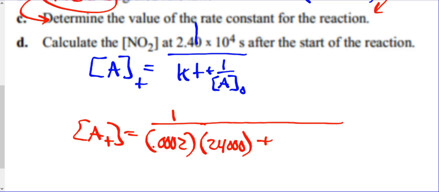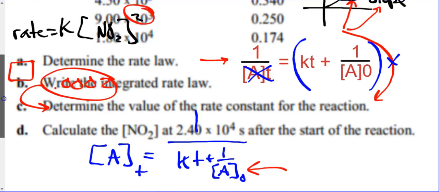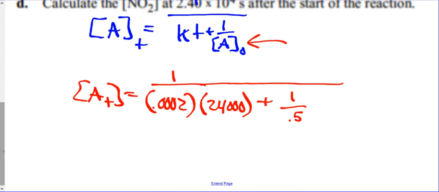1 over, what was it? 1 over 0.5 or 1 over 2? The point is, that's the initial concentration. A naught is this value right here. All right. Then do this math and add 0.5.